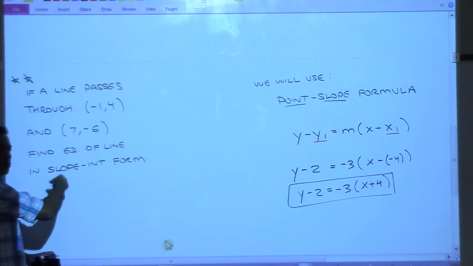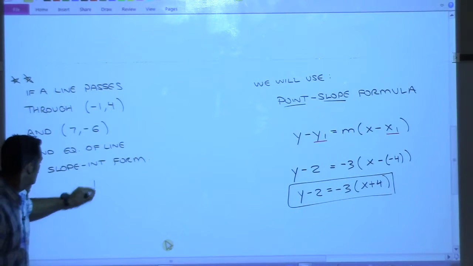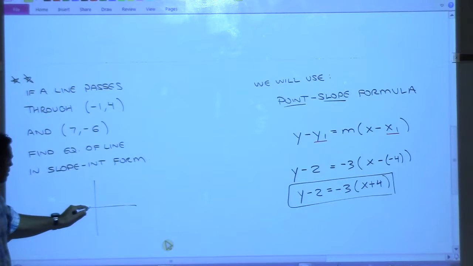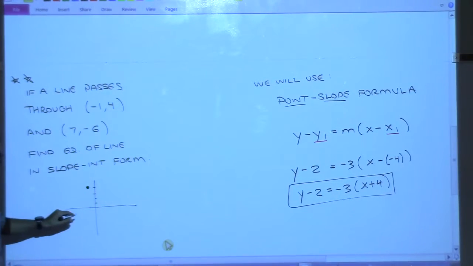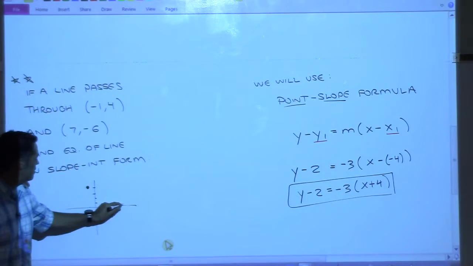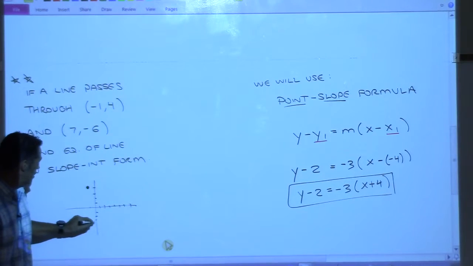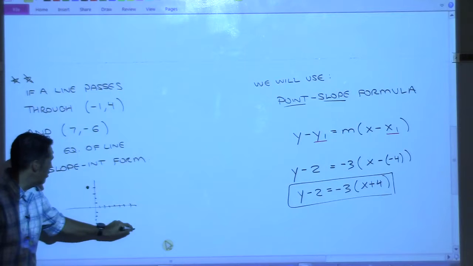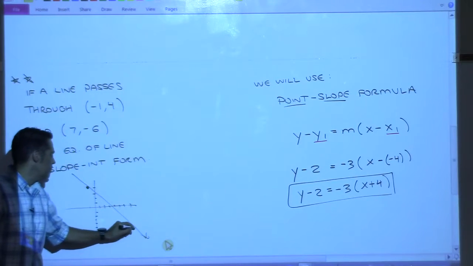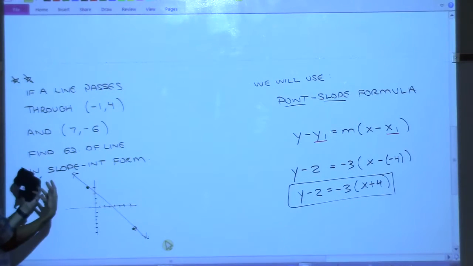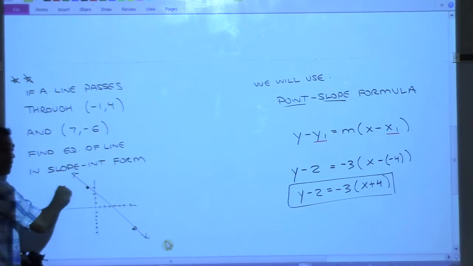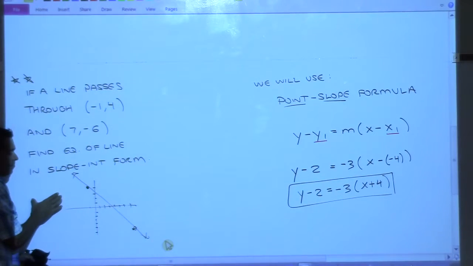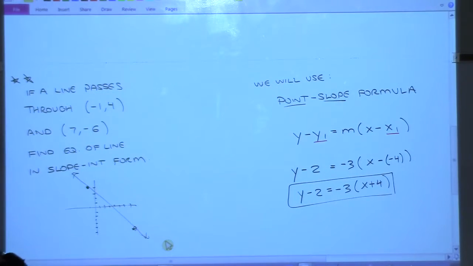We could, if we want, draw this. Let's just say we did that. Let's say we said, okay, I'm going to go -1, up 4, 1, 2, 3, 4, right? There's 1 point on the line, then I go out 7, 1, 2, 3, 4, 5, 6, 7, then go down 6, 1, 2, 3, 4, 5, 6. There's another point. I know this is the line, right? So, we're being asked to come up with the equation of that line and make sure it looks like y equals mx plus b at the end. But if you draw it, that's not going to necessarily help you come up with the equation, right?